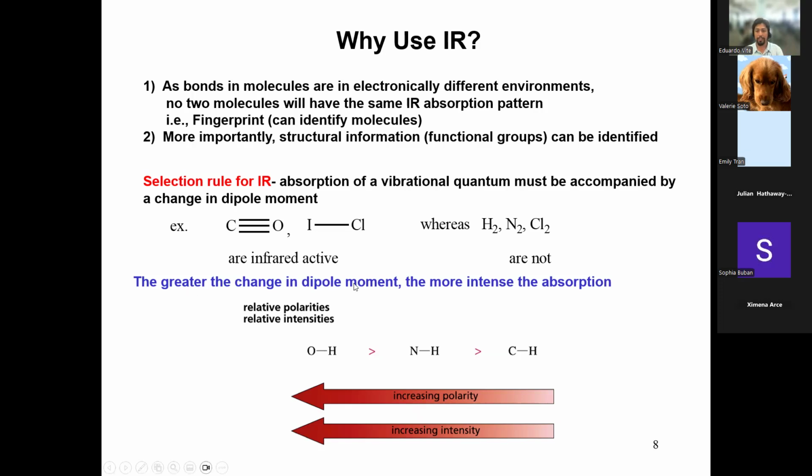The greater the change in the dipole moment, the more intense the absorption. And if there is no change in dipole, you cannot see it in an IR. We can only see the bonds that change polarity when they vibrate. So if you remember, oxygen is more electronegative than nitrogen, so that one is going to have a higher energy, higher wave number.